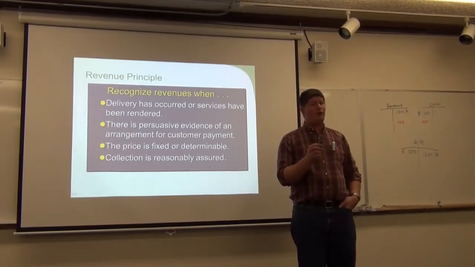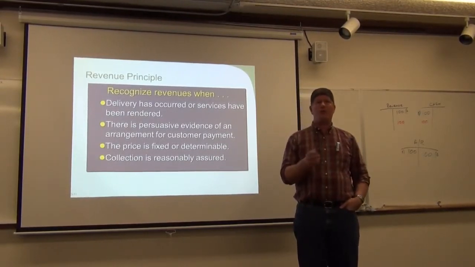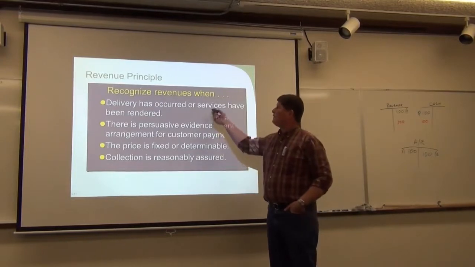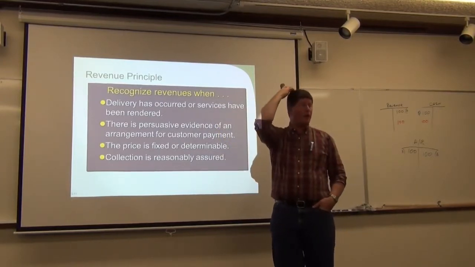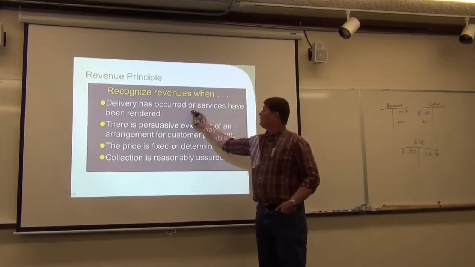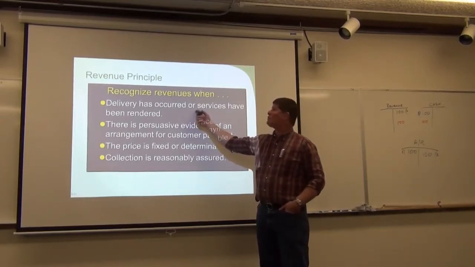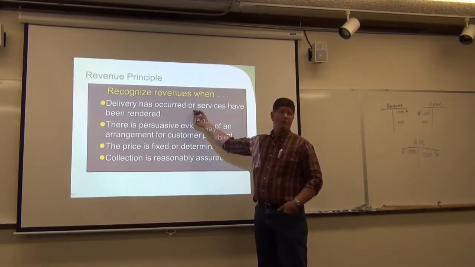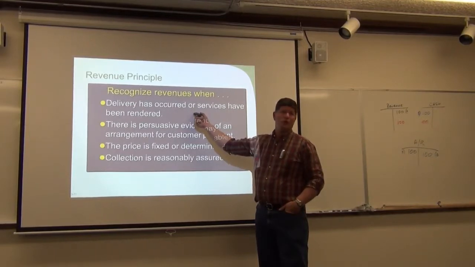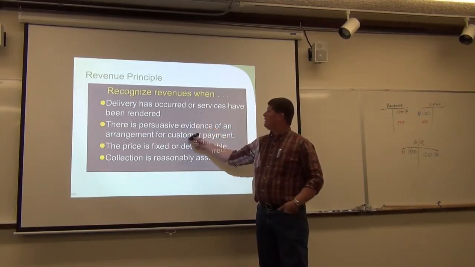All 4, not one of them, not 2 of them, not 3 of them, all 4 must occur. So think about this like with Boeing. Delivery of the product or service has to have occurred. So if I'm Boeing and I'm making an airplane, have I delivered the airplane? No, it's only halfway done, right?